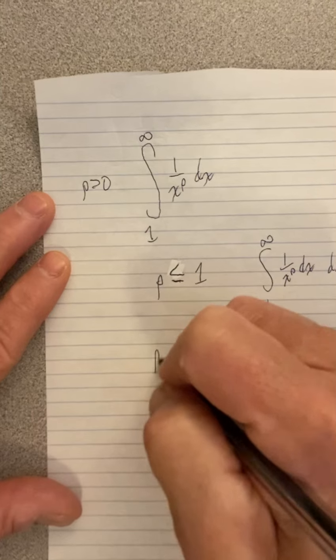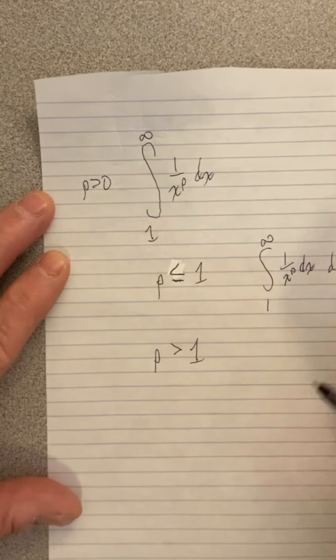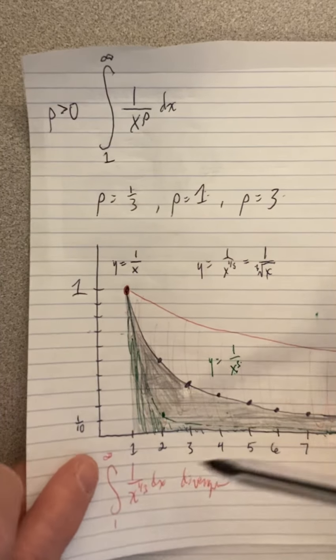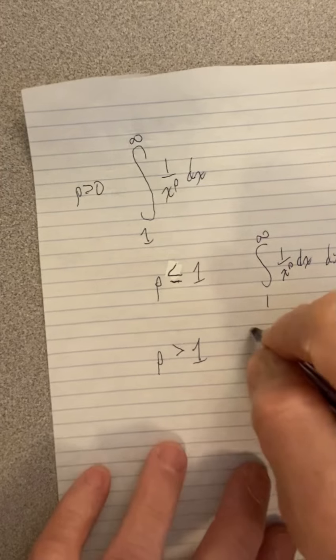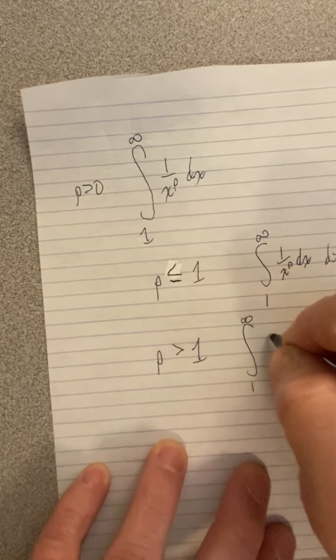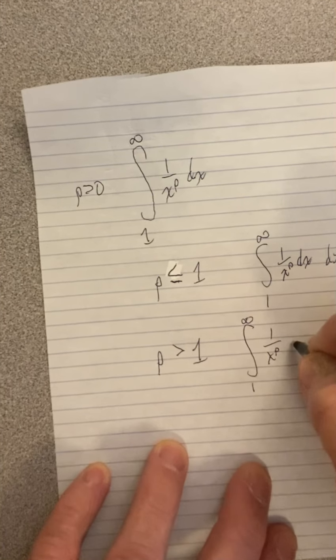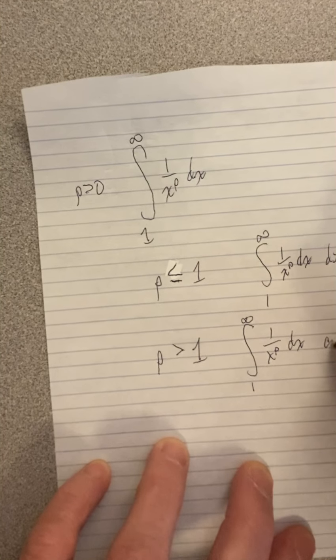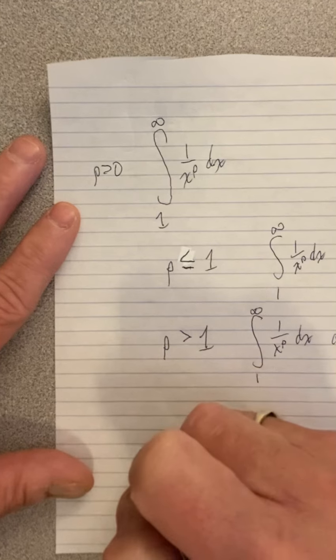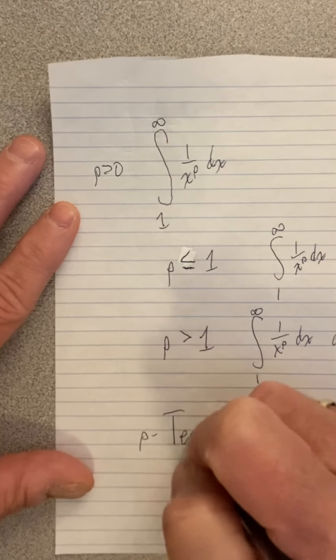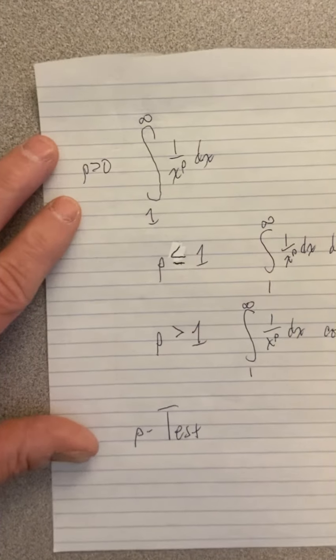But what if p is greater than 1? What if it's 1.2, or in our case, the way we did it, 3? Well, then the improper integral from 1 to infinity of 1 over x to the p, where p is greater than 1, will converge. And this fact or theorem is called the p test for improper integrals.